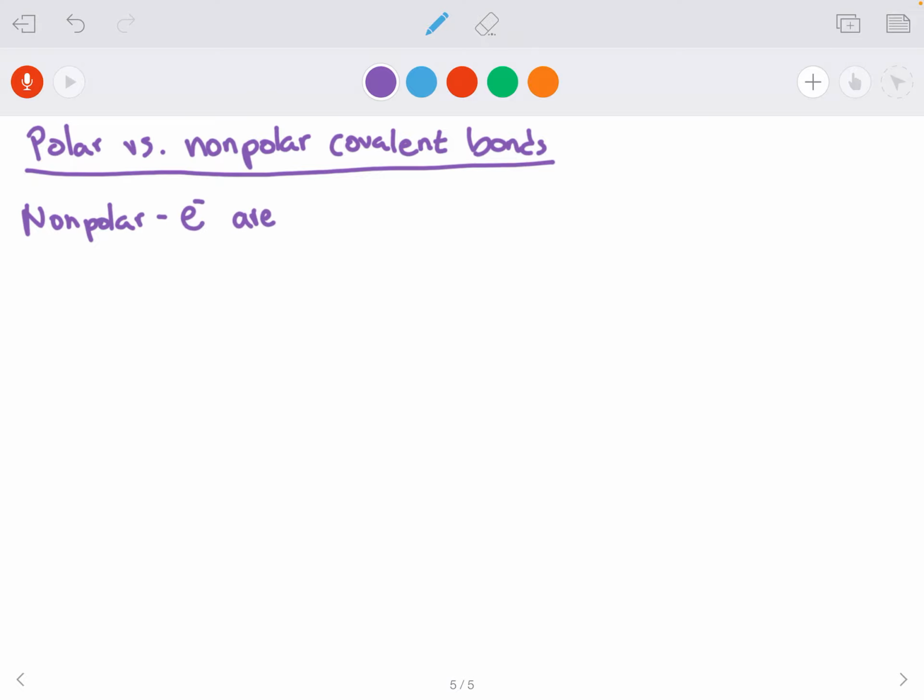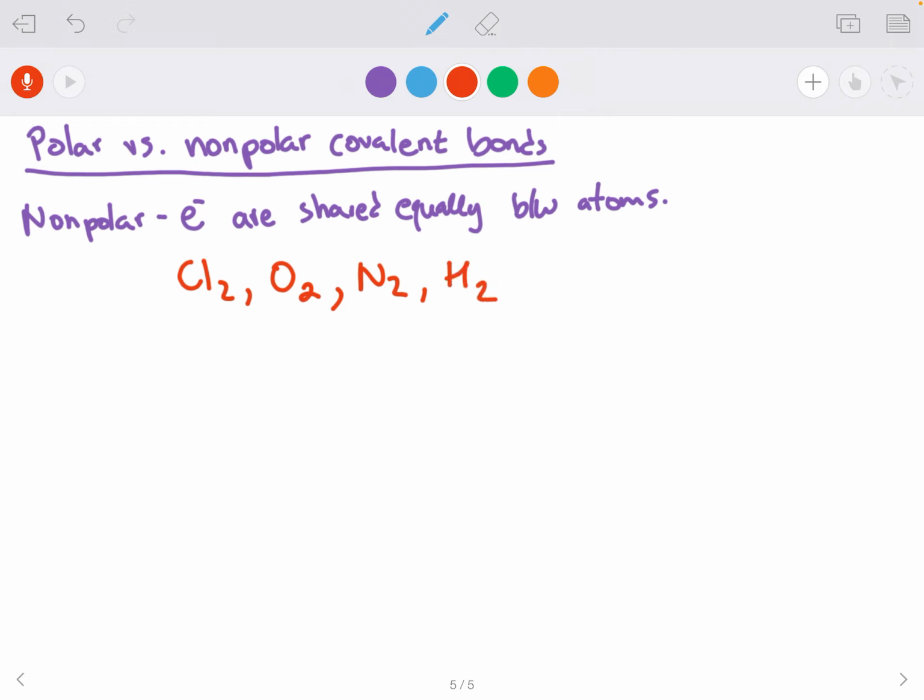So nonpolar, the electrons are shared equally between atoms. Easy examples of this would be diatomic molecules: Cl2, O2, N2, H2, right? It's the same exact atom, so of course they're going to share equally between them. The more tricky one to look at is polar, which means the electrons are shared unequally between atoms.